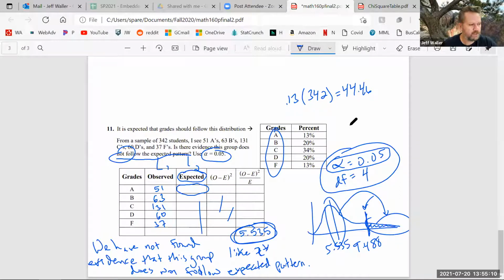So it just says we have not found evidence that this group does not follow the expected pattern.